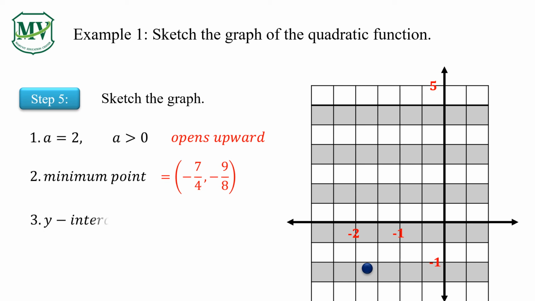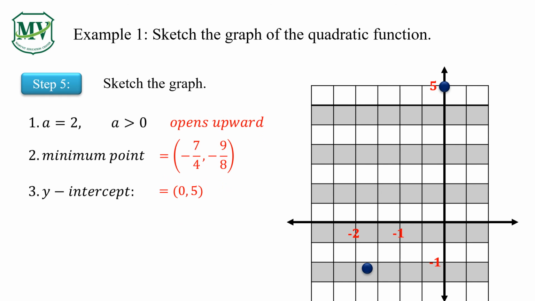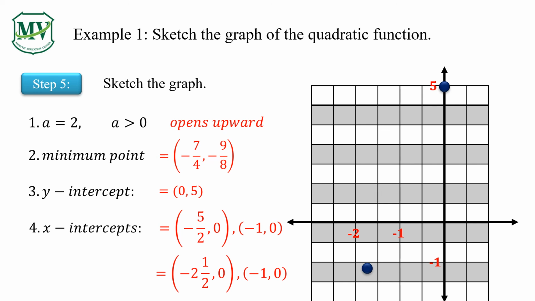Next is plot the y-intercept. The y-intercept is at point (0, 5). This is where the y-intercept is. Next, plot the x-intercepts. The x-intercepts are (−5/2, 0), or negative 2 and 1/2, 0, and (−1, 0). These are the points of the x-intercepts. Lastly, connect the points to create a parabola.